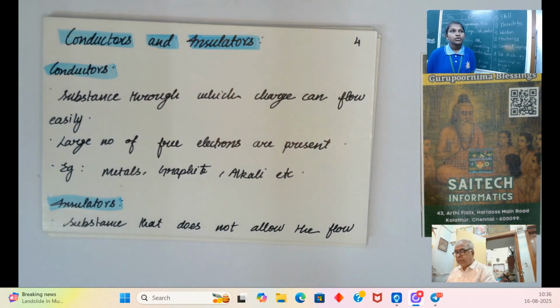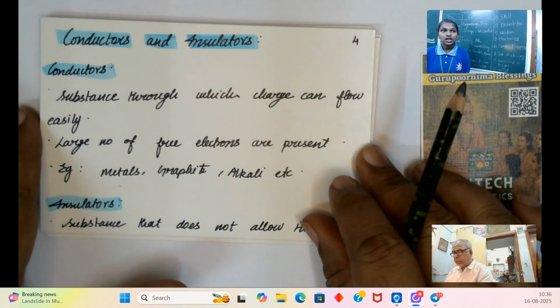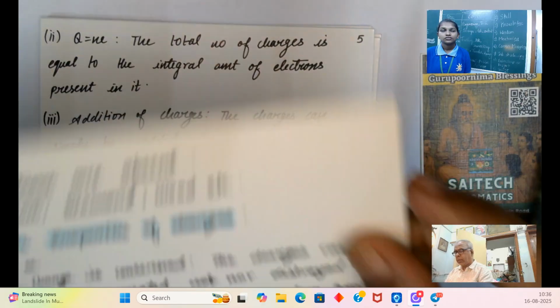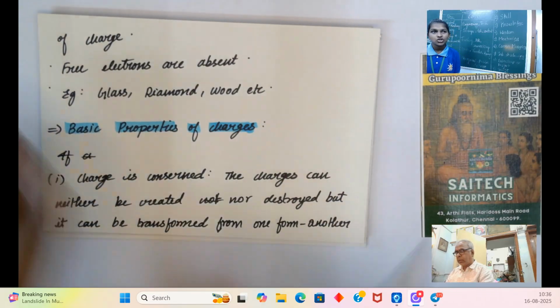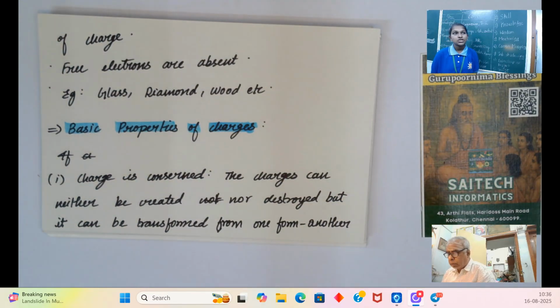Then we'll be seeing about conductors and insulators. Conductors are substances through which the charge can flow easily; a large number of free electrons are present. For example, metals, graphite, alkali, etc. And then we'll be seeing about insulators. Substances that do not allow the flow of charge, free electrons are absent. Examples are glass, diamond, wood, etc.